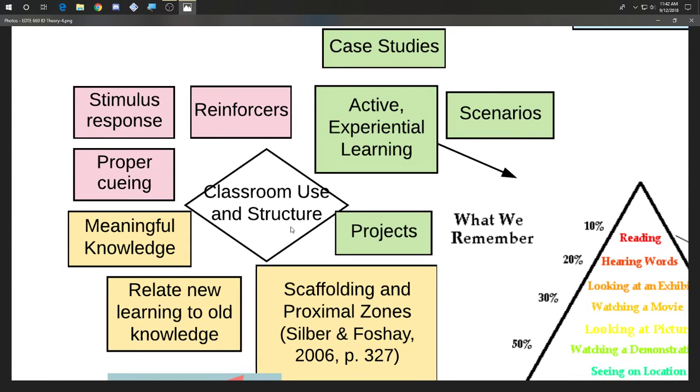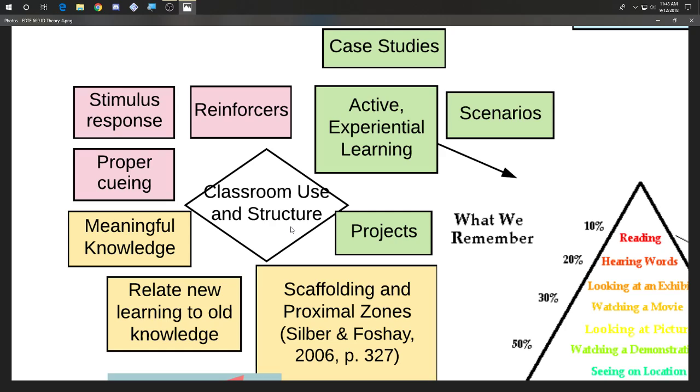So how do we use each of these in a classroom setting? Like Ertmer and Newby said, there is no one specific strategy that's perfect. Quite the opposite. We should be using a multiple array of strategies based on the specific curricular end that we're trying to achieve.